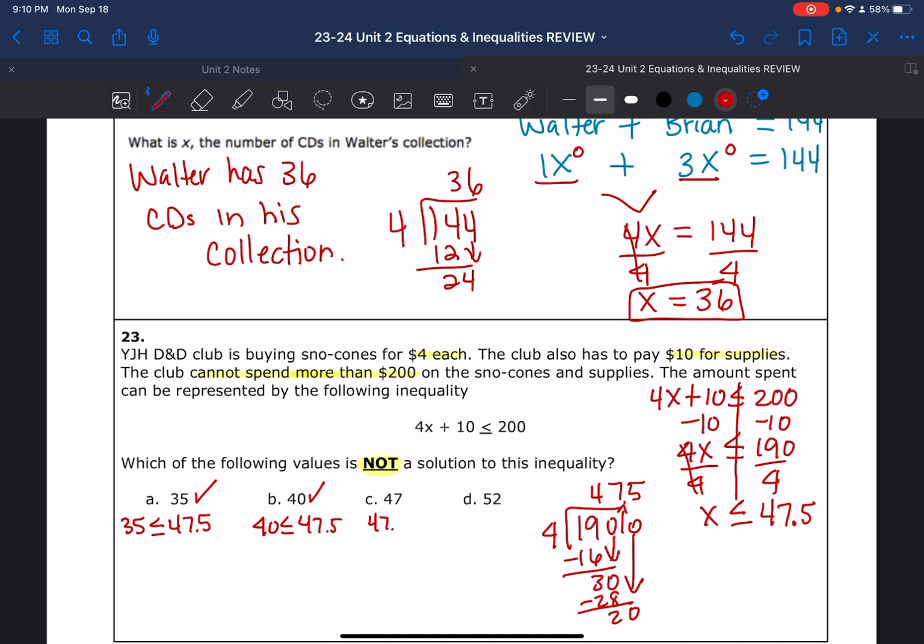47 is less than or equal to 47.5. Again, that's true. 47 is less than 47.5. And then last but not least, we have 52 is less than or equal to 47.5. Now, 52 is greater, not less than, so our answer is D.